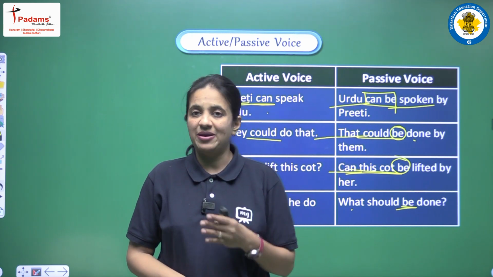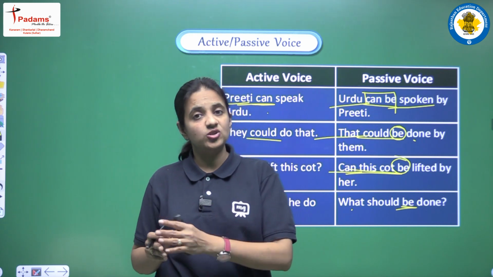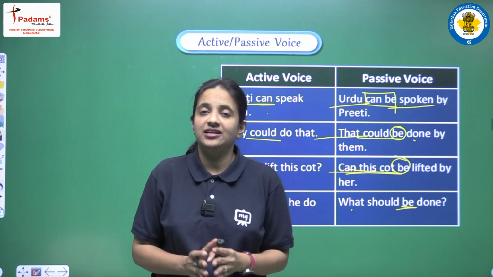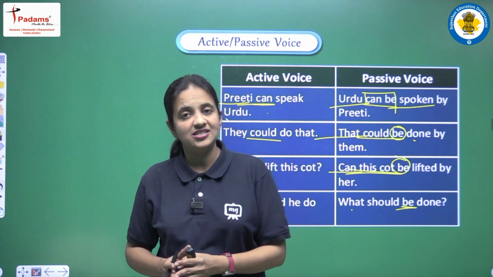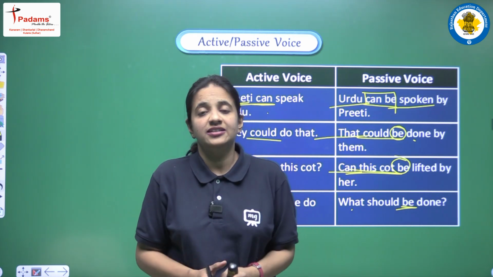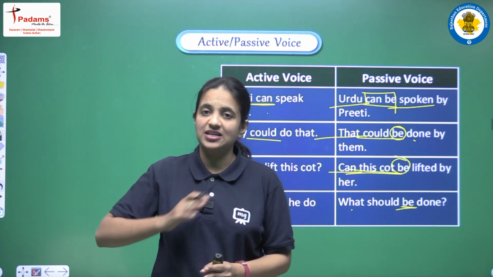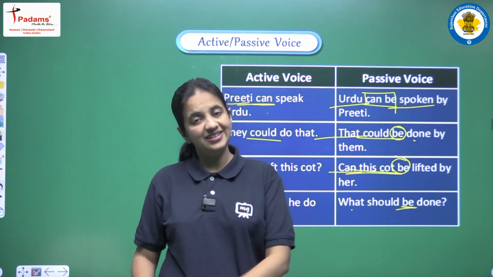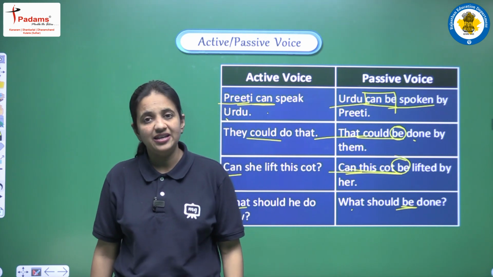So yes, you have to remember this thing, that we don't change the modal, we use the same modal, but we just add be with that modal, and the other rules are the same. We have to write the third form of the main verb. The sentence will start with the object, and the subject will be there in the end of the sentence. So all the other rules will remain exactly the same. We just have to keep in mind that we have to use the same modal, but we have to just add be. Clear?